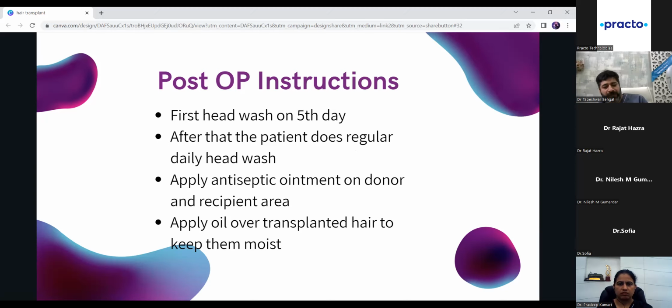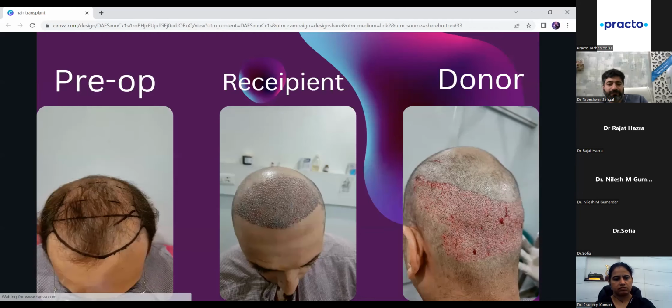And after maybe 10 days, he is asked to keep the area moist by applying any oil, maybe coconut oil, maybe olive oil, anything of his choice. But we prefer this because there are two advantages. One is the area is moist. Secondly, the scabs, which I'll show you in later photographs, remain for maybe 15-20 days. The scabs get soft and are removed early with this application of oil.